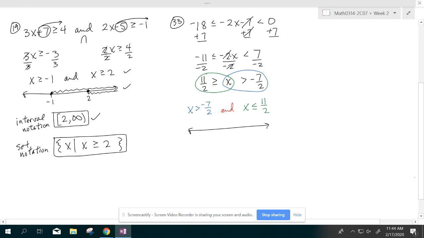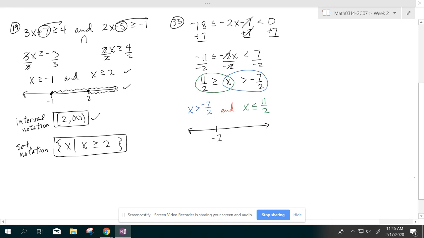Professor, is your preference always that, or is that a rule, that the x is always on the left? It's a preference. And here's why. If I keep x on the left, I always shade the way the inequality points. So I know that from negative 7 over 2, I'm going to shade to the right. But from 11 over 2, I'm going to shade to the left. And that's why I prefer the letter to be on the left.